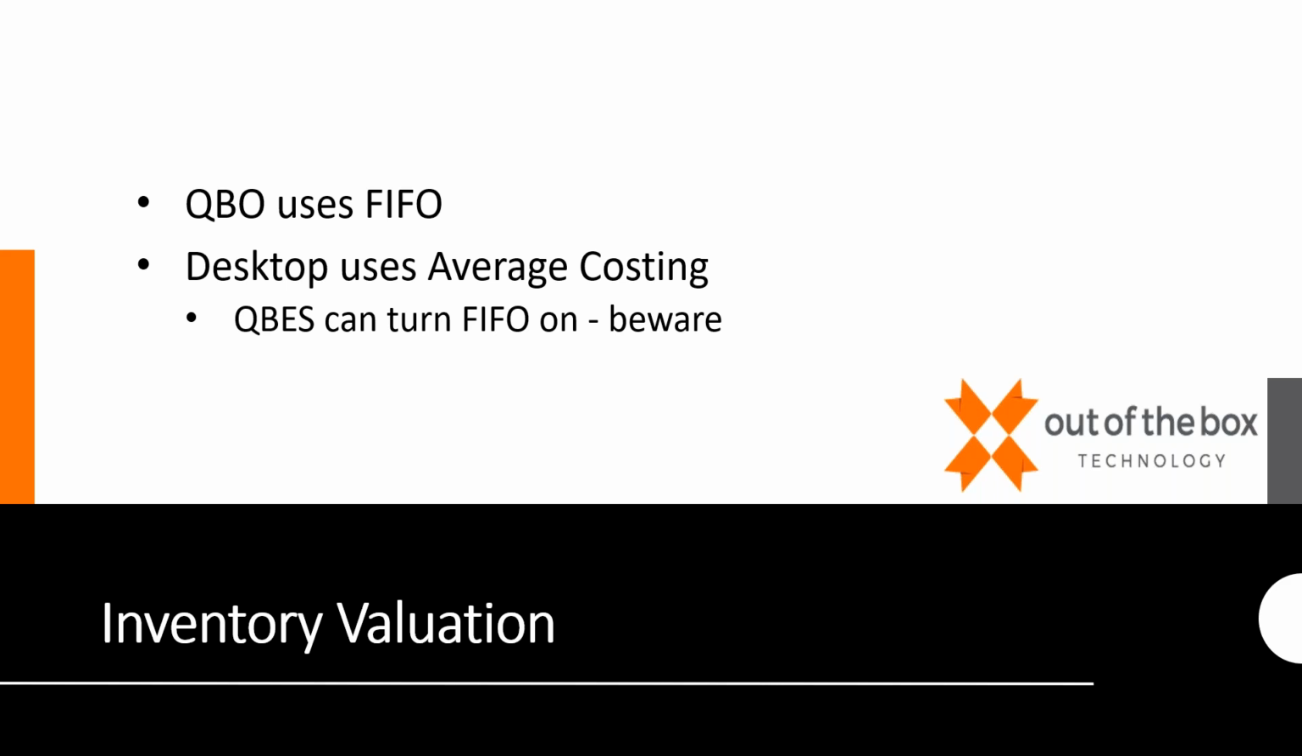Desktop uses average costing, so it's an average over time that it will keep track of. In Enterprise, you can turn on FIFO, but you need to be aware that it's not necessarily true FIFO in terms of reporting and knowing exactly what came in and out. So just be aware of some of the quirks that aren't part of the canned process on that.